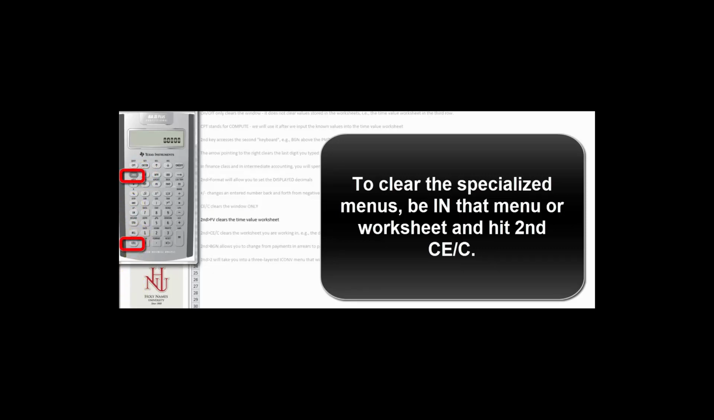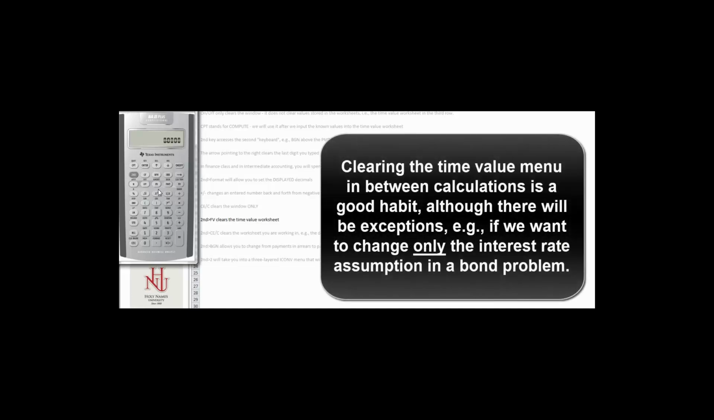So when we're hanging out here in the third row, we may be doing a bunch of problems one day. It's a great idea to hit second, clear TVM in between problems, because otherwise you might accidentally leave a $1 million future value in here, and the next problem has only a payment of $1,000 and wants you to calculate a PV. So it's just a great idea to hit second, clear TVM in between problems, so you start anew on each problem.